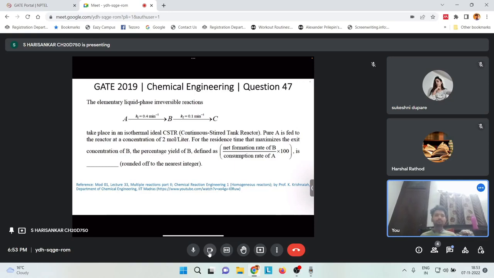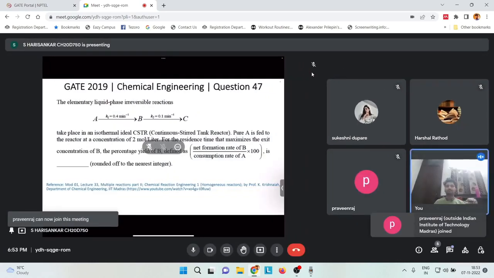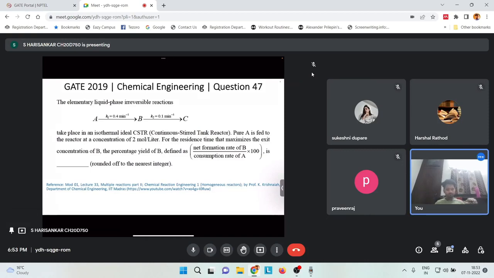So this is a question from the multiple reactions part of chemical reaction engineering, and the reference NPTEL series can be found in module 1, lecture 33, multiple reactions part 2, chemical reaction engineering 1, homogeneous reactors by Professor K. Krishnaiah, Department of Chemical Engineering, IIT Madras. So here we have been given an elementary series reaction, A giving B giving C, and it happens in a CSTR.